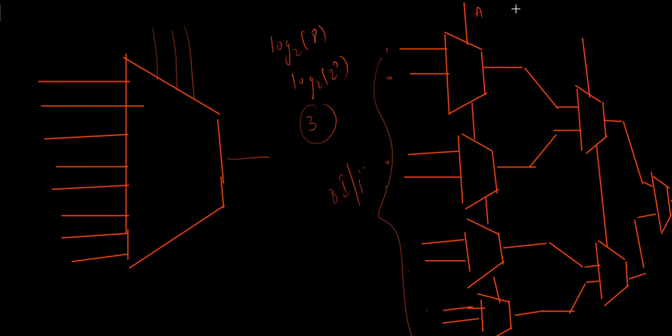These are my 3 select lines, say A, B and C. Similarly A, B and C, and this is my one output and this is my one output. This is the way how we design 8 cross 1 mux using 2 cross 1 mux. Hope this tutorial is clear to you all. Thank you.